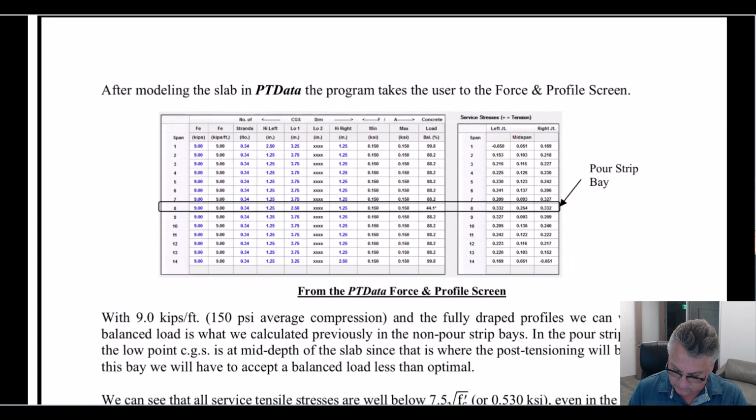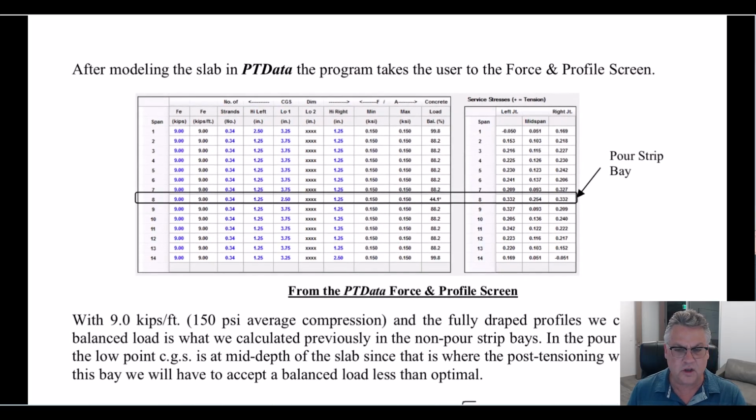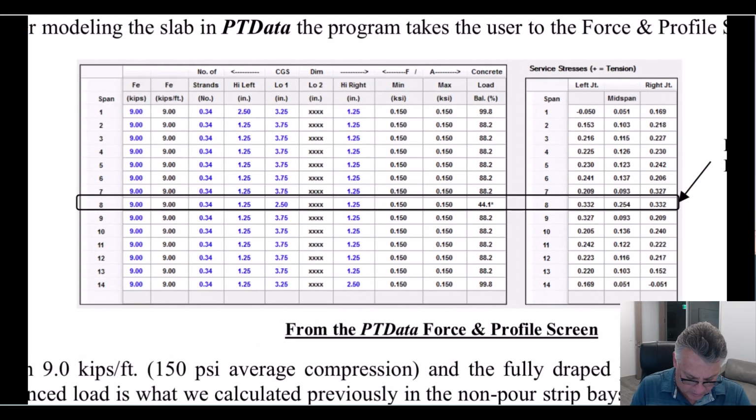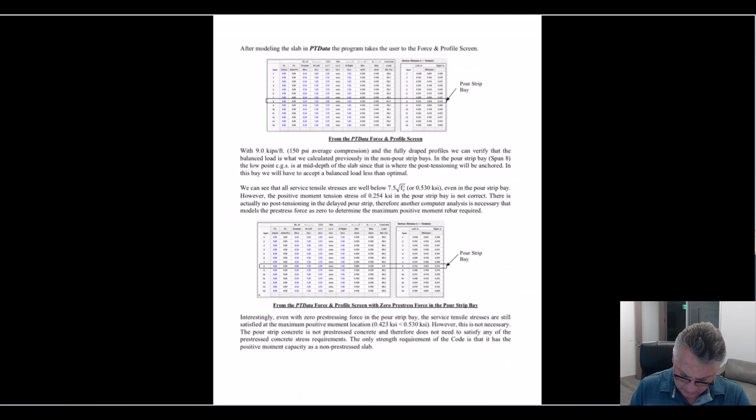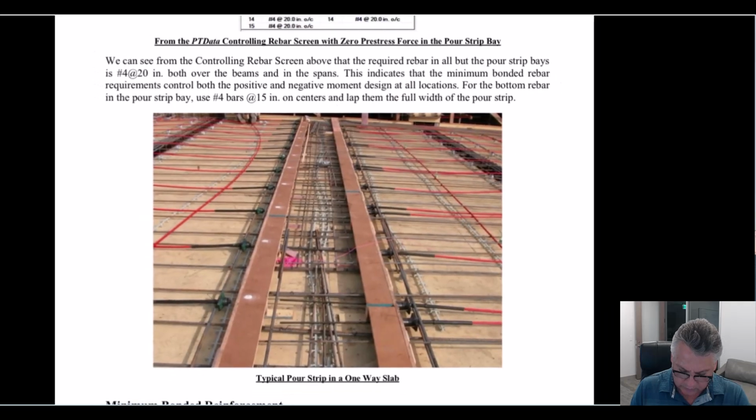So the question that comes up: we've just gone through, and I think it was pretty simple, how to fully drape all the bays, how to do the stress calculations, how to do the strength calculations. When you have a pour strip, it's a little bit more involved, a little bit more thinking. So in this particular bay, let me back up. This is what a pour strip looks like.